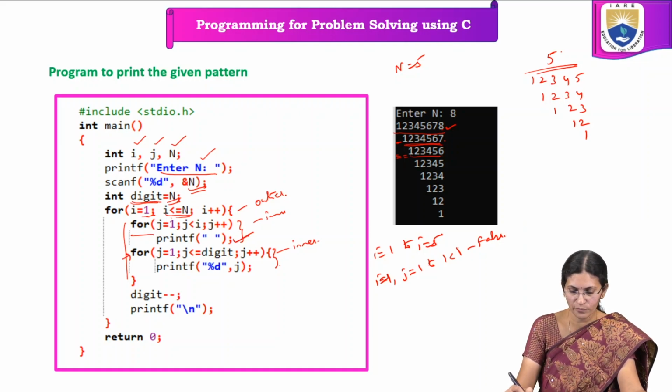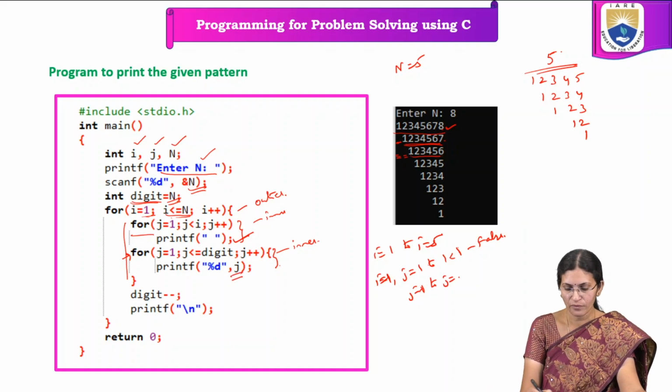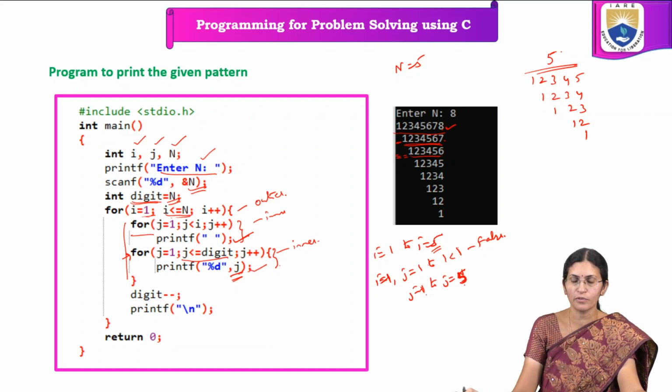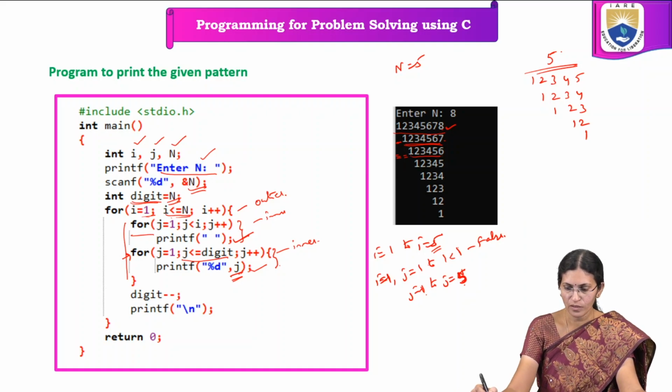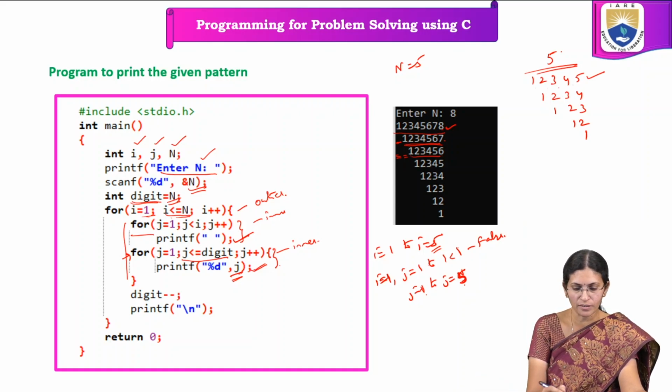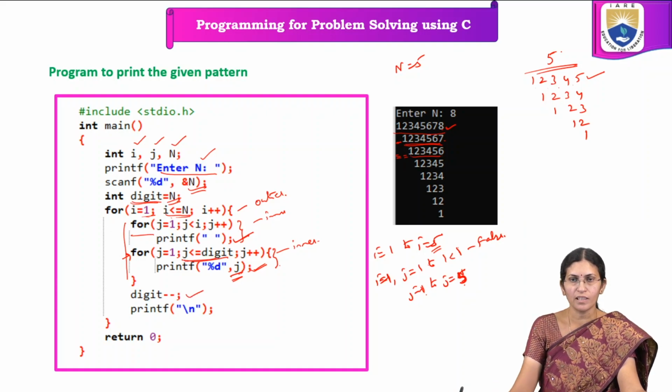Now it will go to this for loop: j equal to 1 to j less than or equal to digit. The j value will be printed with the help of this for loop till the condition becomes false. Now j equal to digit means j equal to n. Suppose n is equal to 5, so this loop is going to print 1 to 5. This is the output of this for loop: 1, 2, 3, 4 and 5. Now this condition becomes false, so control is transferred here and the digit value is decremented by 1.